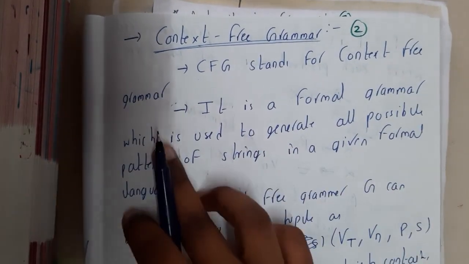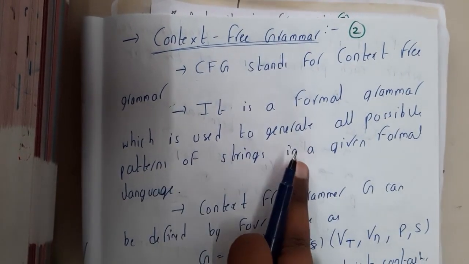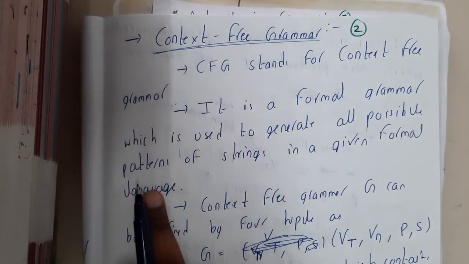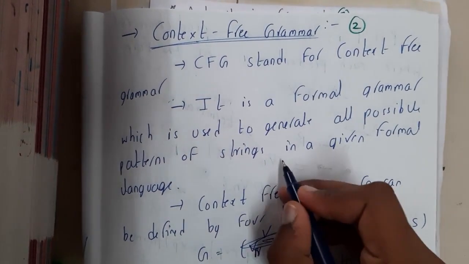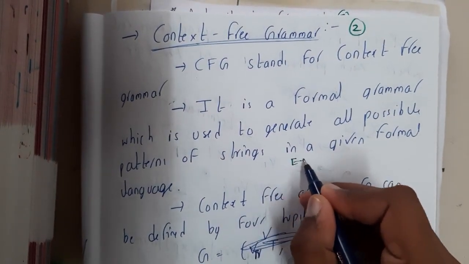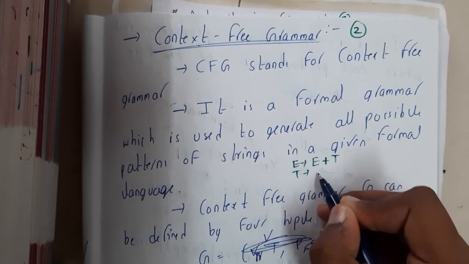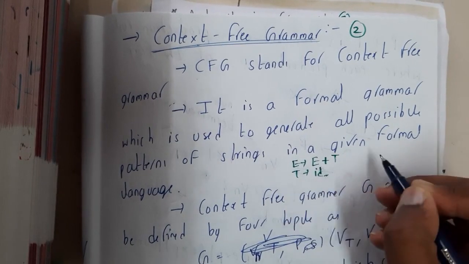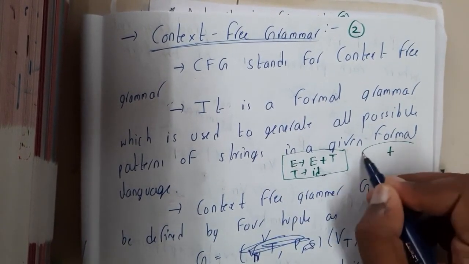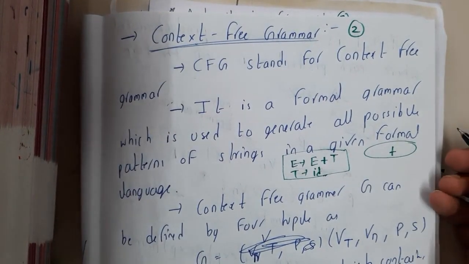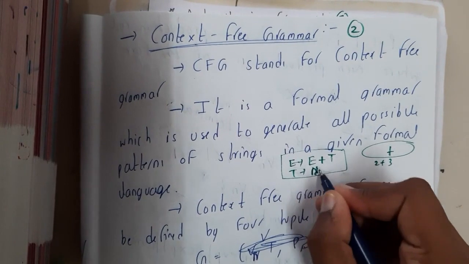It is a formal grammar which is used to generate all possible patterns of strings in a given formal language. So basically this grammar is some kind of expression, you can say. The grammar can be in this way: E tends to E plus T, T tends to ID. Using this grammar, you can generate the addition of two or more things. Assume that you want to add 2 plus 3. Assume these as numbers themselves.